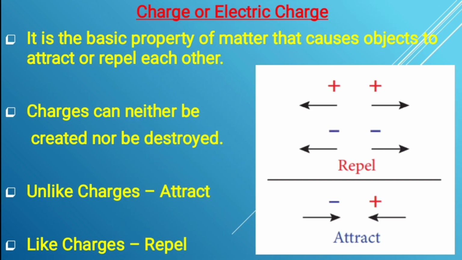Next, we are going to see about charges, or electric charge. It is the basic property of matter that causes objects to attract or repel each other. Here is the picture showing that charges can neither be created nor be destroyed, but there is a property that unlike charges will attract each other as well as like charges will repel each other.